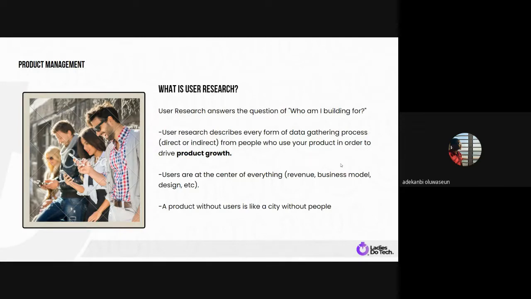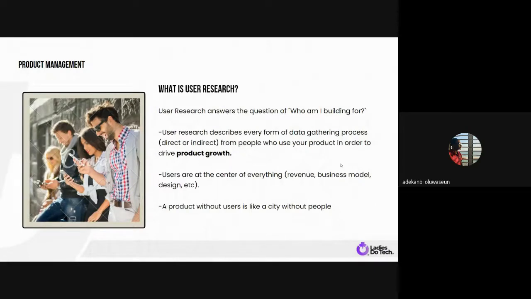That's essentially what we are going to achieve eventually when I go deeper into what the product manager does. So users are at the center of everything, right? From revenue to the business model to the design, you are doing all of this because of users. Without users, you can't make money. Without users, your business model will not fly. And even when you're designing your interface, you have to consider your users.